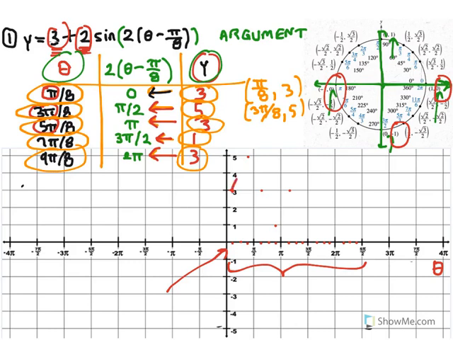So what I have here is one cycle of the graph of y is equal to 3 plus 2 times sine of 2 times theta minus pi over 8. Of course, I can continue to graph additional cycles.